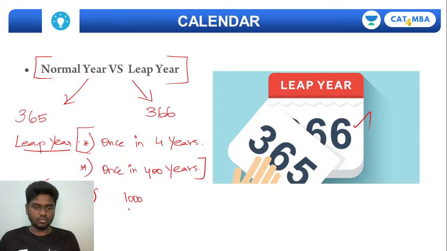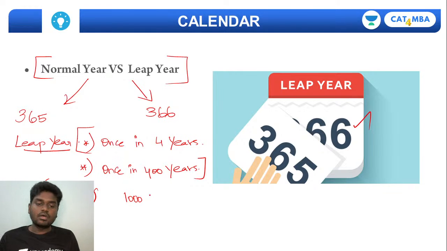If I give you the year 1000, and I ask you to find whether this thousandth year is actually a leap year or a normal year, what normally you will do is simply divide it by 1000. If you divide it by 1000, absolutely it will get exactly divisible. But that's not the case here.